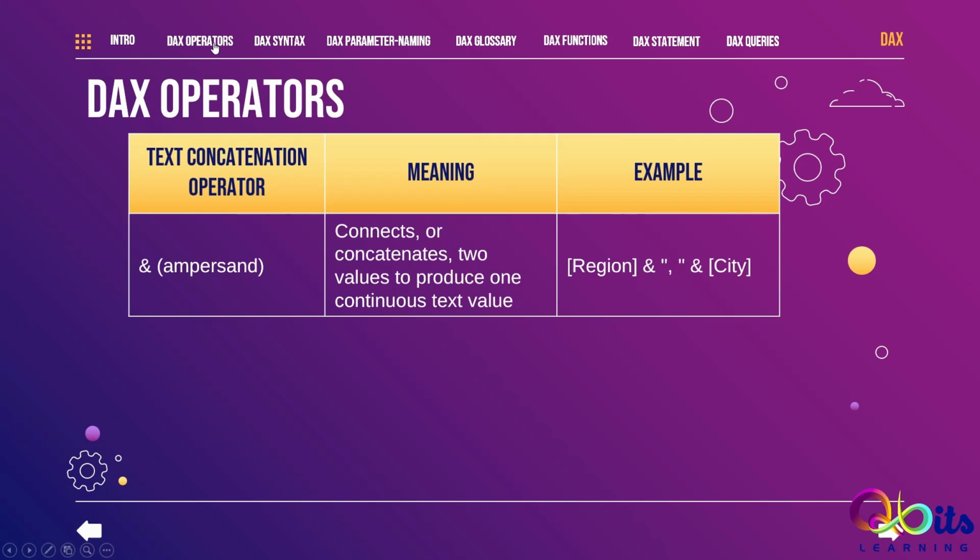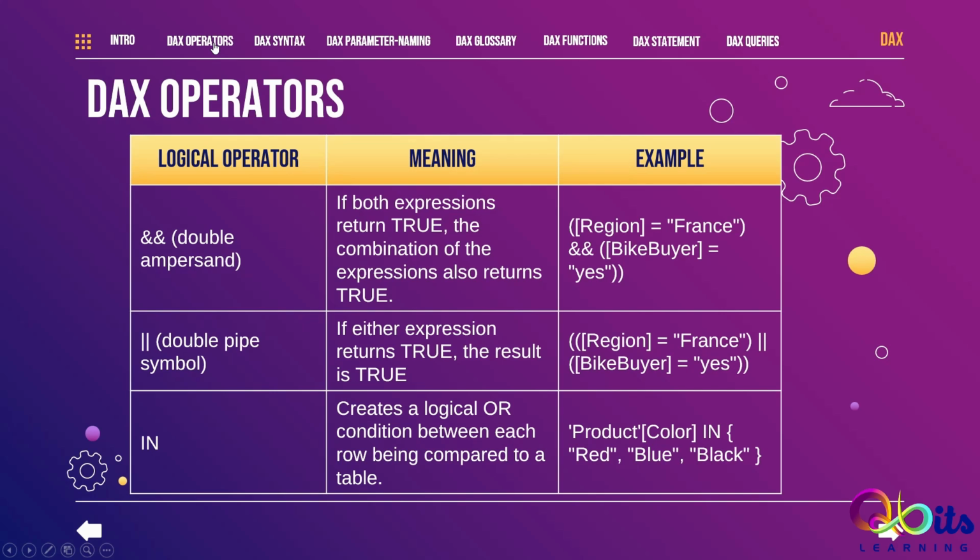Thereafter, we have text concatenation operator using ampersand. We can use ampersand to connect or concatenate two or more values to produce one continuous text value. For example, if we have our first name and last name in two columns, then we can use ampersand to create our full name. So next one is logical operator.